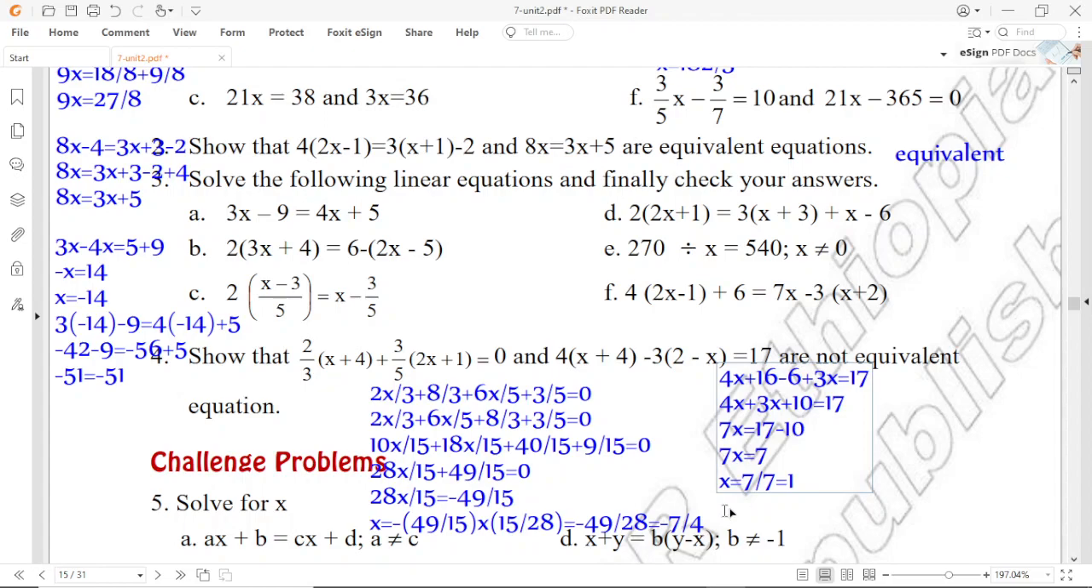So let's see, they are not equivalent. Okay.